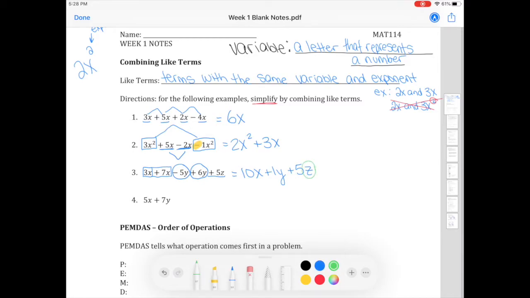Something else I'd like to just kind of go over with the way that I do things. This is the way I make my z because I don't want to confuse it with my 2. I know they look kind of similar, so I just draw a line through my z.